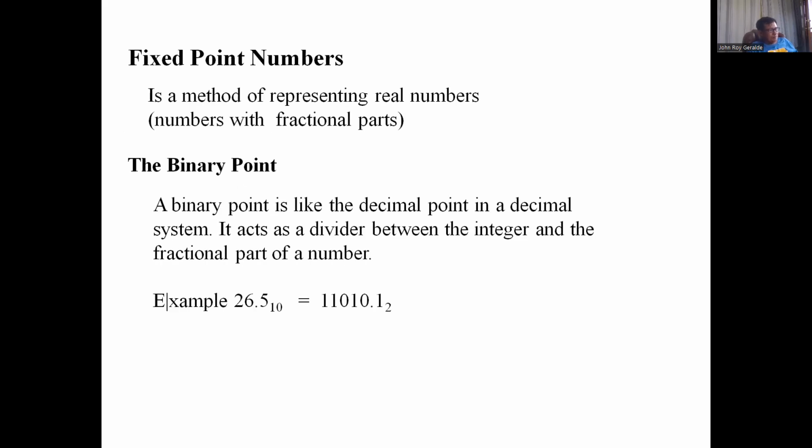For example, we have here 26.5 base 10. What is the equivalent in binary?